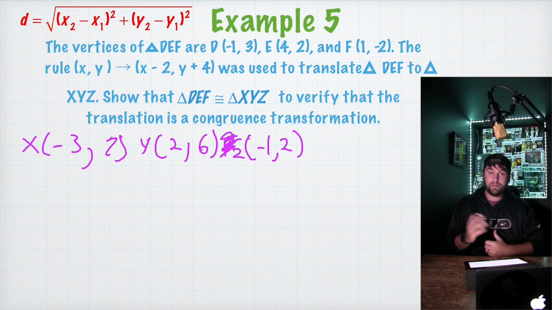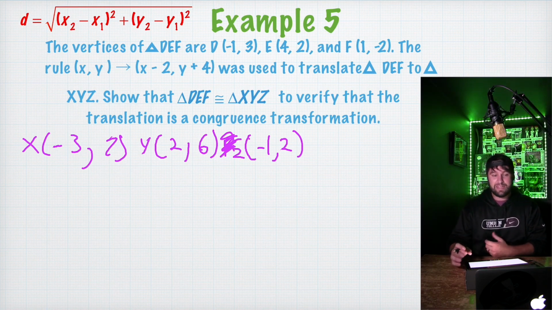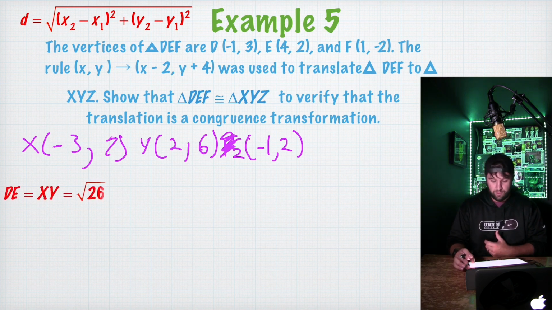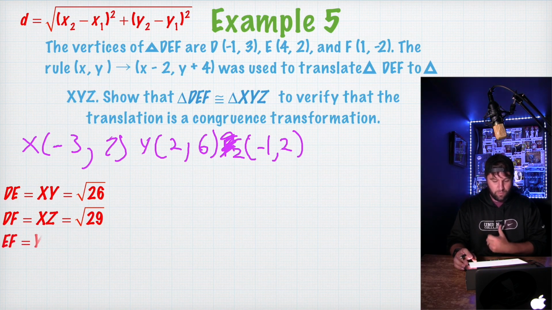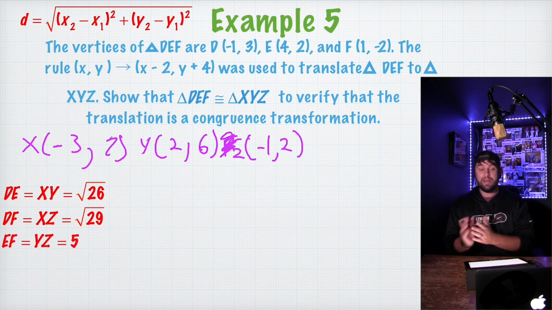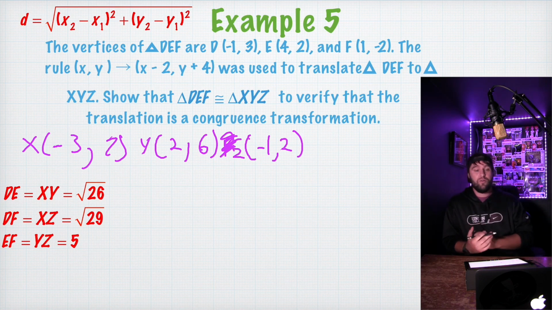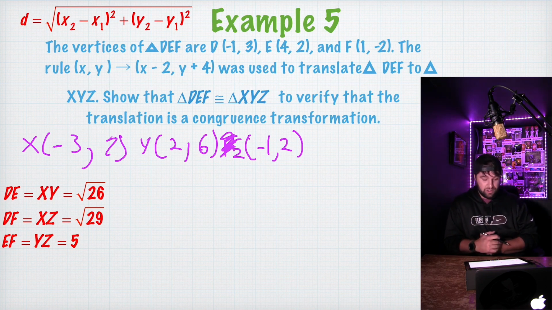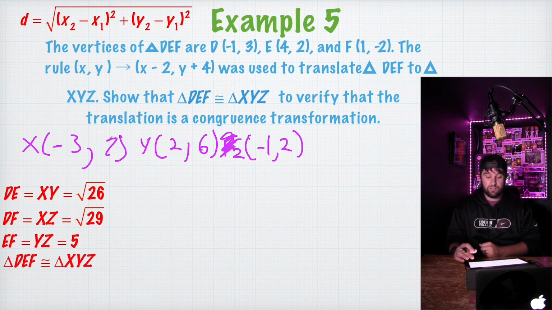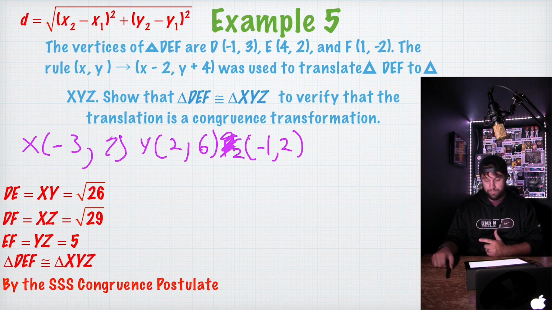That's the way you're going to have to do it, but I'm going to save us time in our lesson so you can go ahead and get started on your homework. And I'm going to tell you that DE and XY were both square root 26, okay? DF and XZ were both square root 29, and EF and YZ were both 5, okay? Now, if you know that you have three sets of congruent sides, you could use the SSS congruence postulate to state that triangle DEF is congruent to XYZ. And like I said again, that was by the SSS congruence postulate.